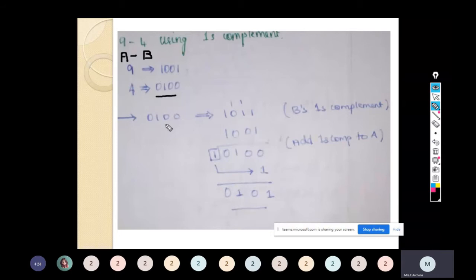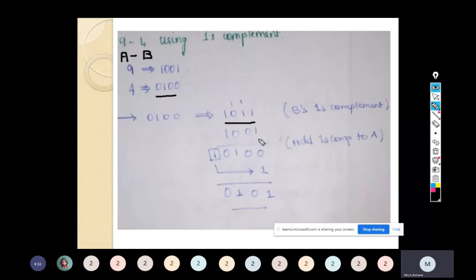So for 0100, the 1's complement is found by converting 0 to 1 and 1 to 0. So 0 is converted to 1, 1 is converted to 0, 0 is converted to 1, and 0 is converted to 1. So the 1's complement for B is 1011. Then we have to add A.